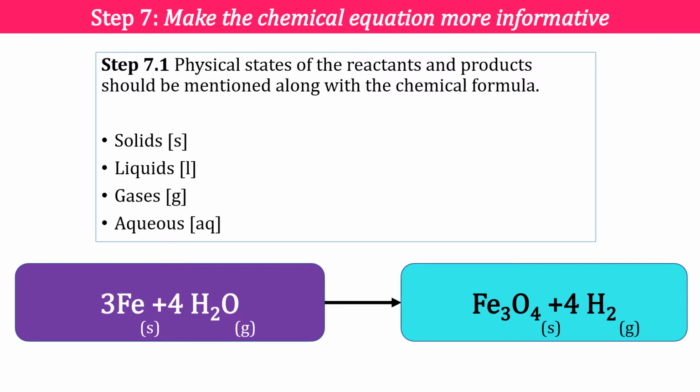When iron reacts with steam to produce iron oxide and hydrogen gas, Fe is given the notation s. Water is mentioned as a gas to indicate that water is used in the form of steam. Iron oxide is a solid with notation s. Hydrogen gas has a notation g.